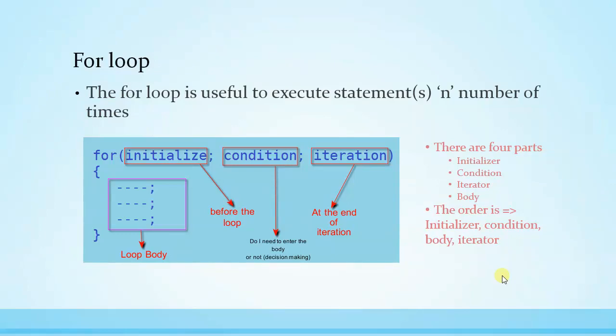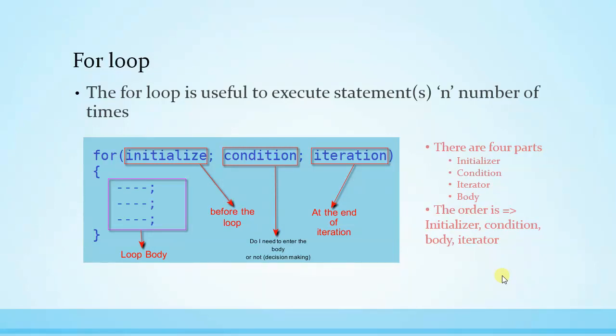So once again, here is the order of execution. For the very first time, the order is initialize, then evaluate the condition, and decide whether we need to enter the loop body or not. When we enter the loop body, we will execute the statements one by one. After executing the very last statement in the loop body, we will enter into the iteration portion. So this is one complete iteration.